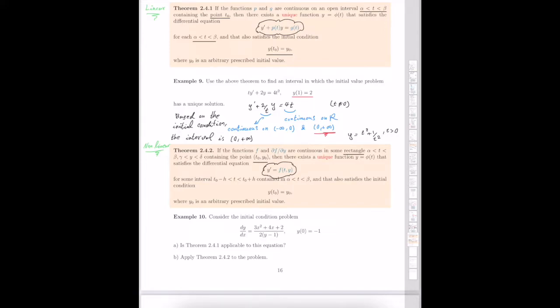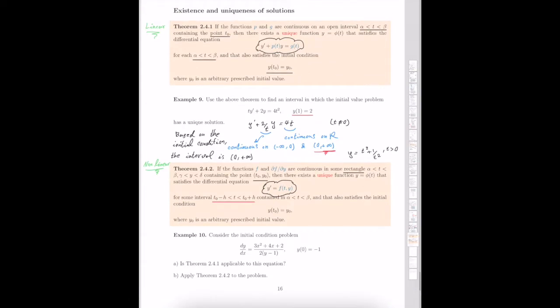But then here, this is the very important part. The interval that it supports is not the same as the rectangle. You see the interval now is not between alpha and beta, it's an interval around the point t0, for some value of h. So it is for sure contained in alpha beta, but it's not necessarily the same.